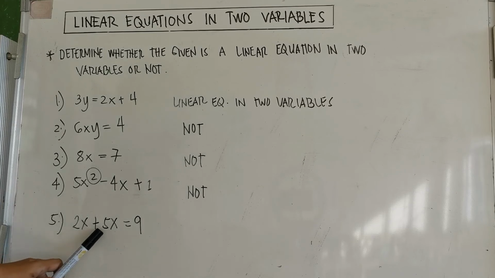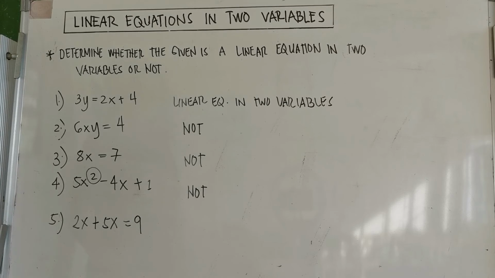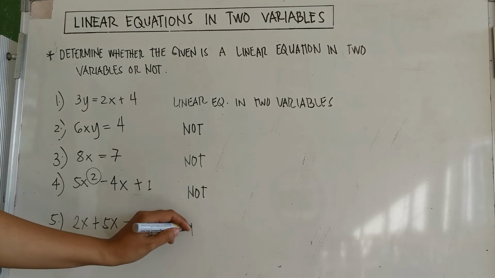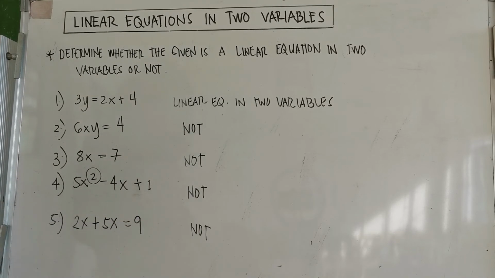We have 2x plus 5x is equal to 9. So, number 5 has two variables but same lang siya. Ibig sabihin, number 5 is also not a linear equation in two variables.